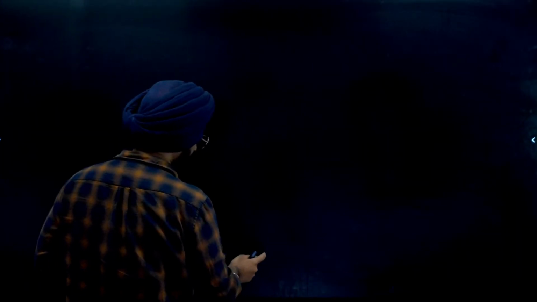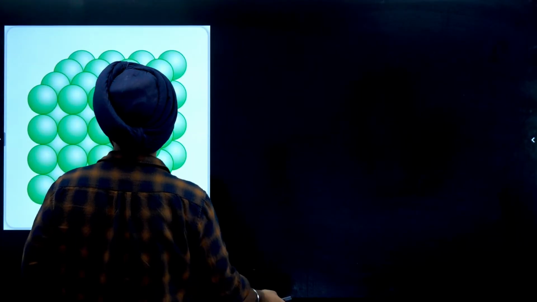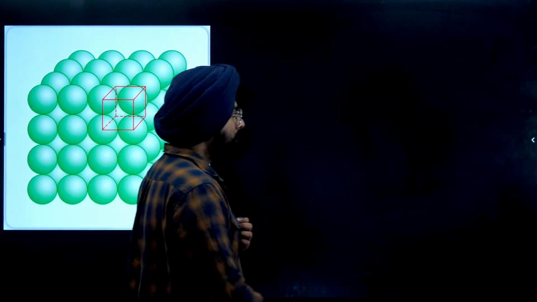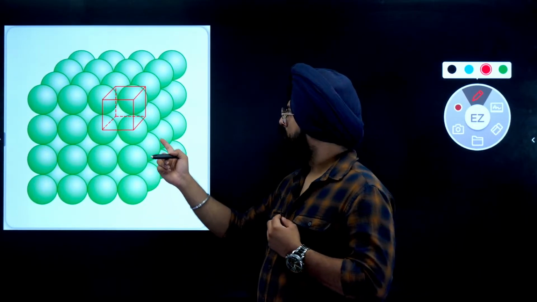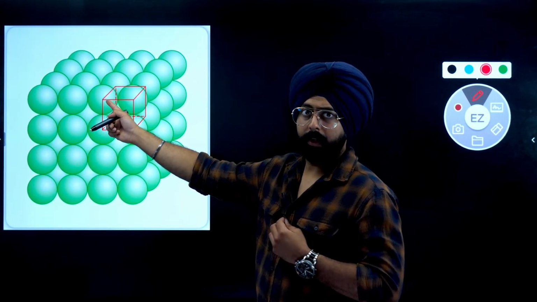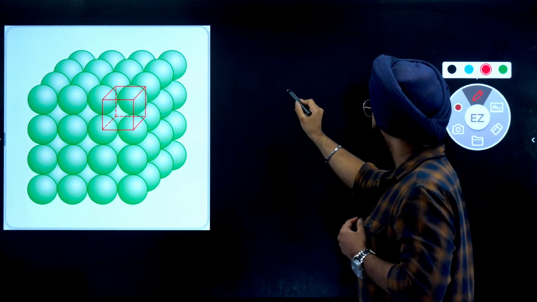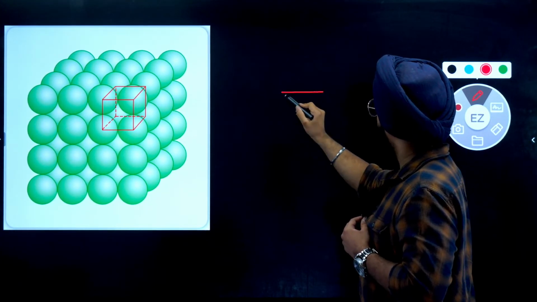Now let us try to do the same things in 3 dimensions. In 3 dimensions, in square packing, let me go back to the image of square packing because it's easier to show in that image itself. Just notice 1 unit cell. So if you want to draw, let's try to draw a unit cell over here.